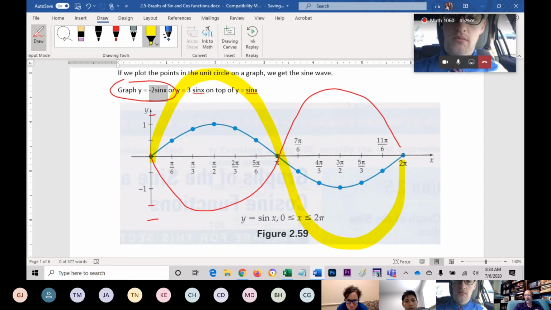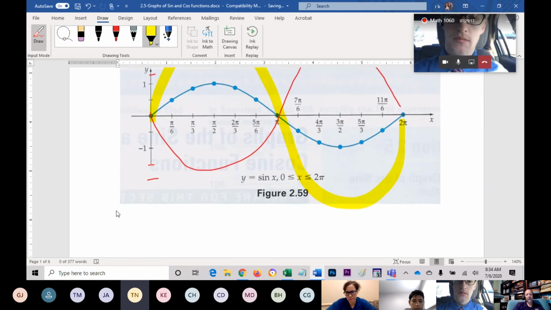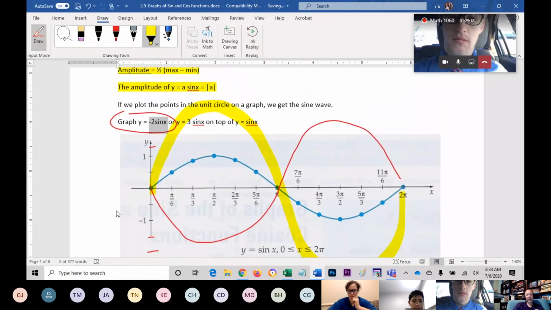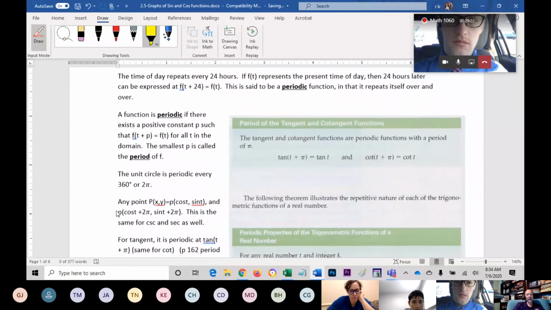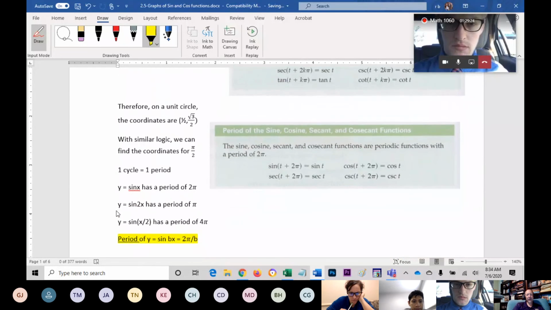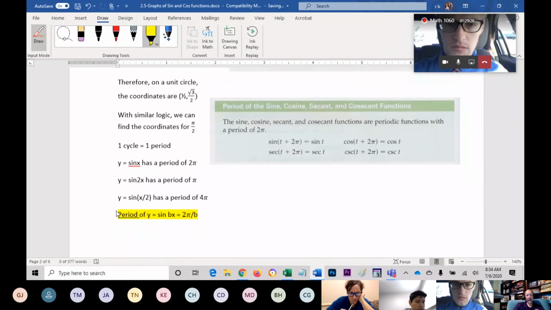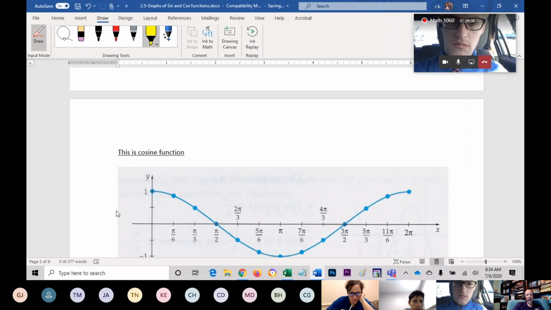So do you understand what amplitude does to me here? I do. Okay. All right. Now, let's do a few others. All right, so let's talk a little, we're going to go back to period here, okay?